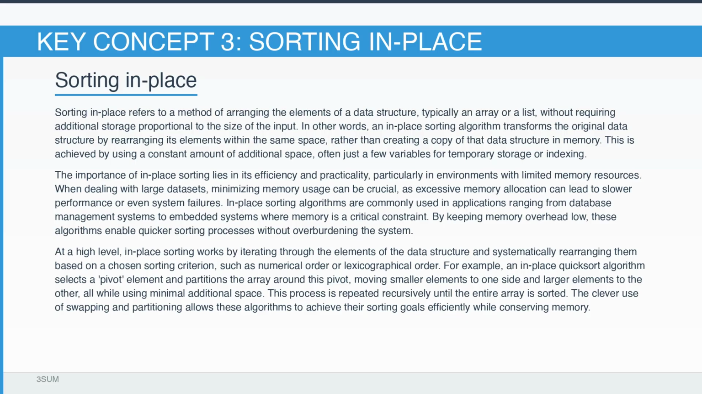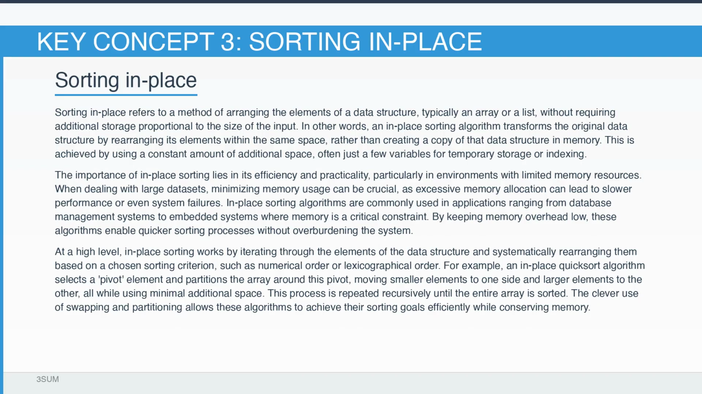Sorting in place refers to the process of organizing the elements of an array or list without needing extra space proportional to the size of the data. This means that instead of creating a new copy of the data, we rearrange the existing elements within the same memory space. To do this, we typically use a small, constant amount of extra storage, like a few variables for temporary values. The efficiency of in-place sorting is crucial, especially when working with large data sets.